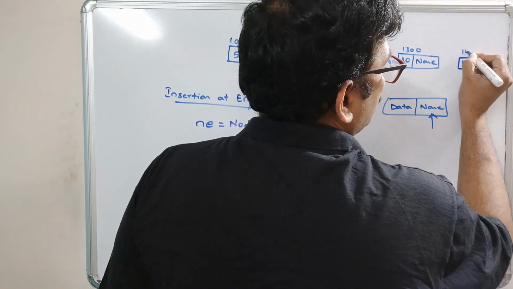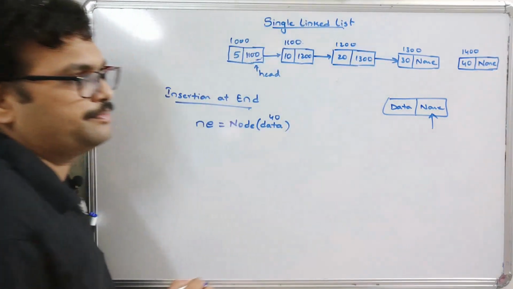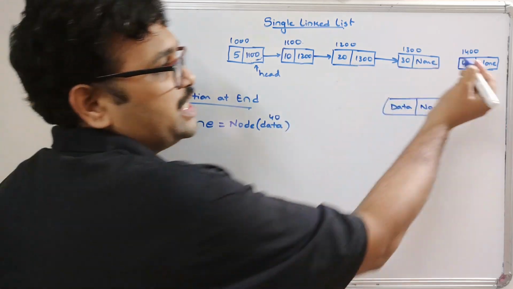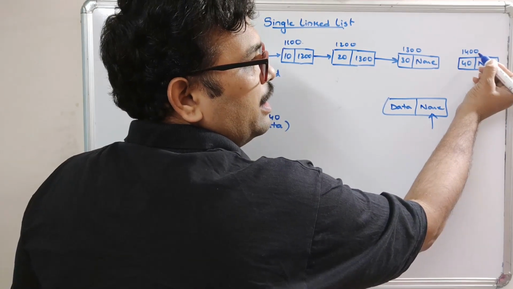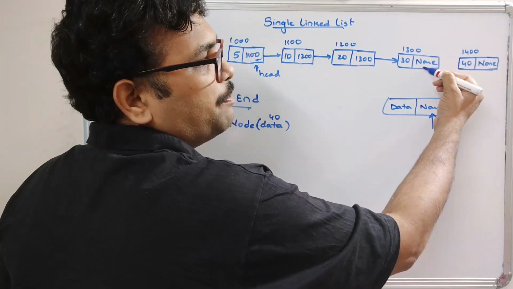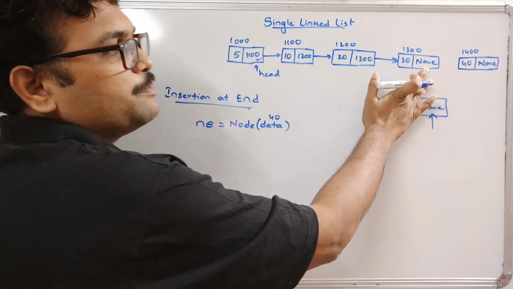Let it be the position, the address is 1400. Now this 1400 should be linked to the previous node. So how to get this previous node?